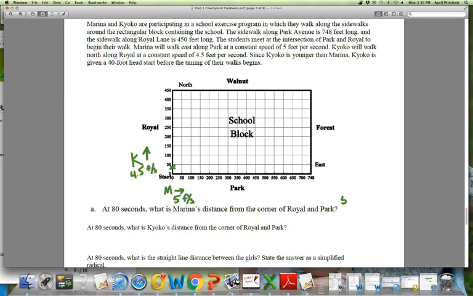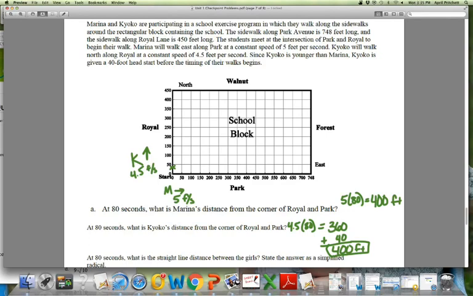The first part says at 80 seconds, what's Marina's distance from the corner? Okay, so 80 seconds, and she's walking 5 feet for every second, so 5 times 80 would give you 400. So she is now 400 feet from the start. And Kyoko did 4.5 feet per second, so hers is 4.5 times 80, which will give you 360. But also, she was given a 40-foot head start, so you add that 40 in there, so she is now 400 feet away from the starting position, or the corner of Royal and Park.